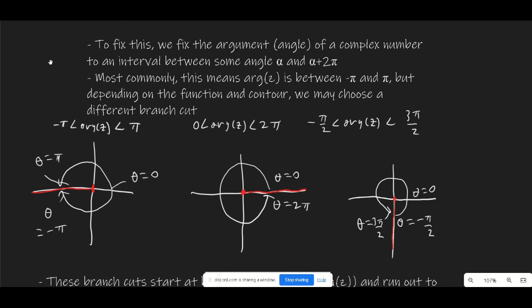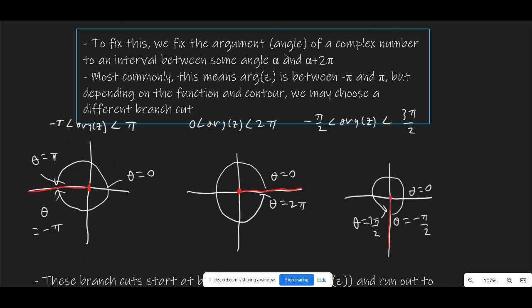Now, the argument just means the angle, which you should probably know if you're on this video. We fix the argument of a complex number to an interval between some angle alpha and some angle alpha plus 2 pi. Most commonly, this means that our argument is going to be between negative pi and pi, but depending on the function and the contour, we may choose a different branch cut. So this is called a branch cut. We're going to define where our natural log is going to jump.